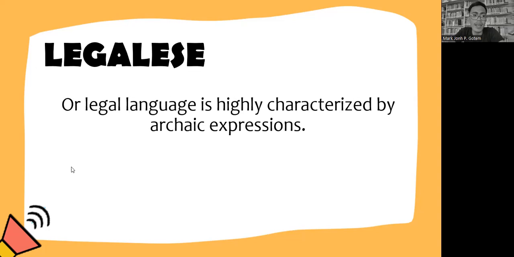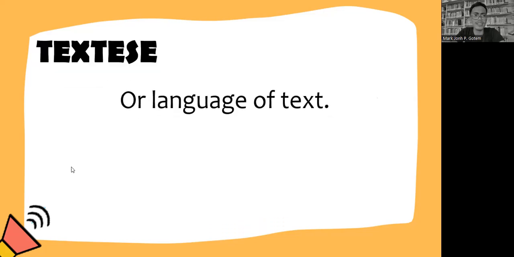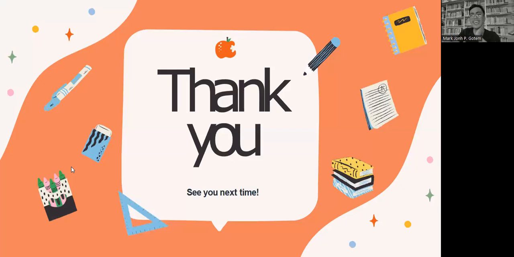Like for example, the terms used by lawyers and doctors, which are difficult for us, it is often hard to understand. And text, or language of text. Text is the abbreviated form of language used in texting, instant messaging, and of course chat rooms. And that is text. Okay, and that's the end of our discussion in unit 3, lesson 3.